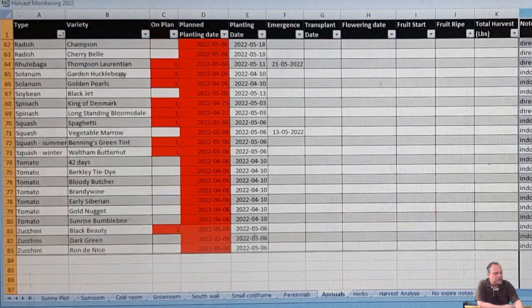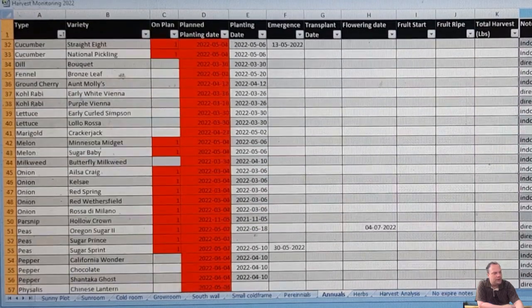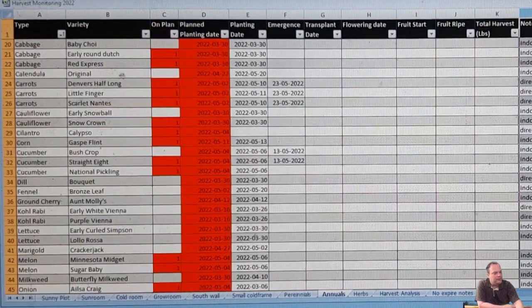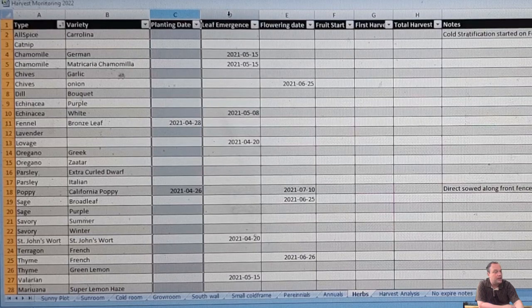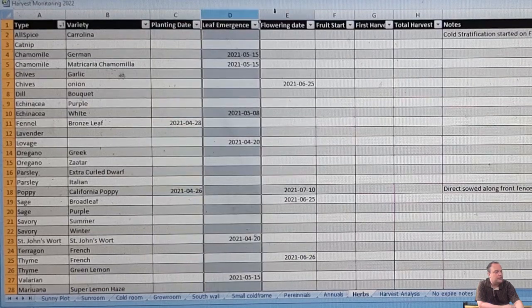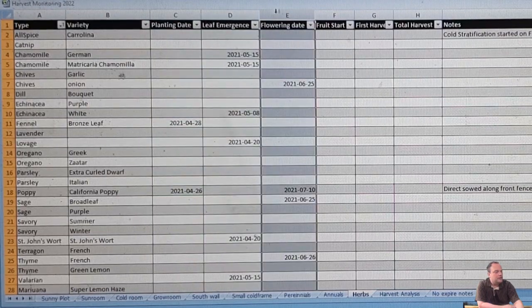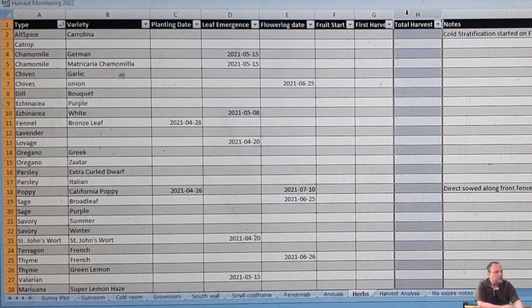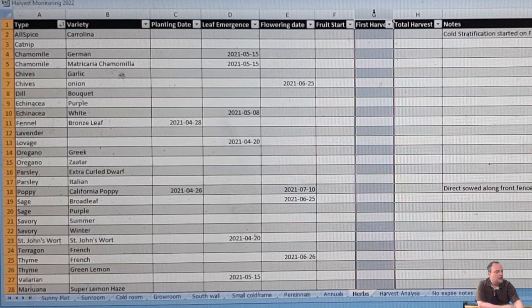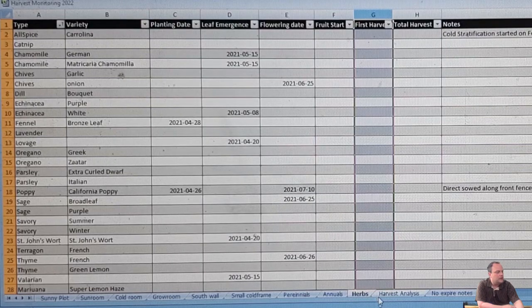But over here, right now the only notes I put in there is where I've planted them. The herbs, now that's a little different, of course. Some of them have planting dates because they're annuals, but then for the rest, leaf emergence, the flowering date, fruit start, first harvest, and total harvest. I'm going to revamp this entire page. I don't like the way this one is done.